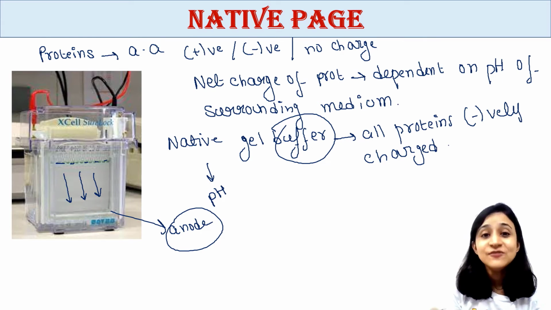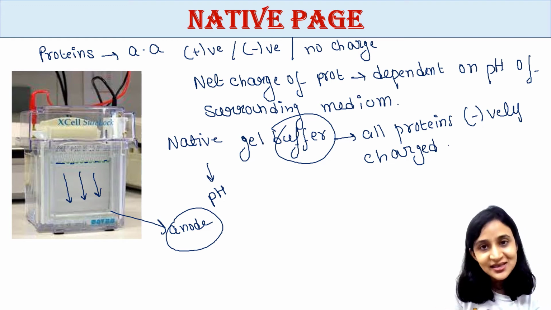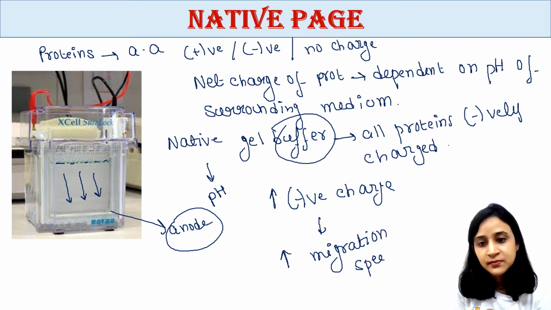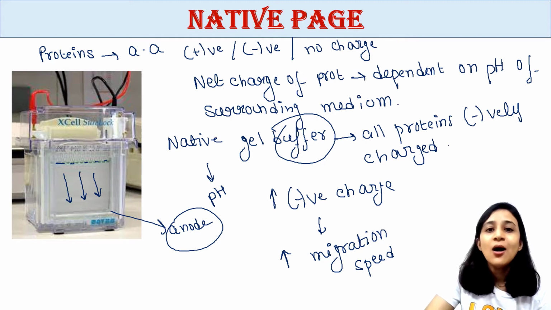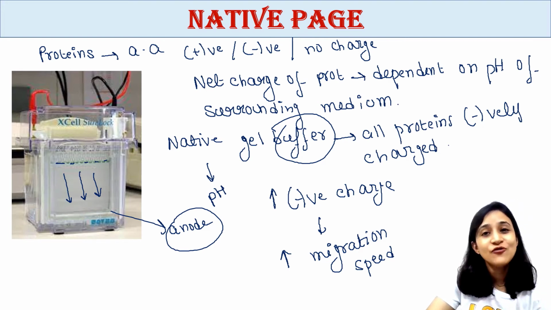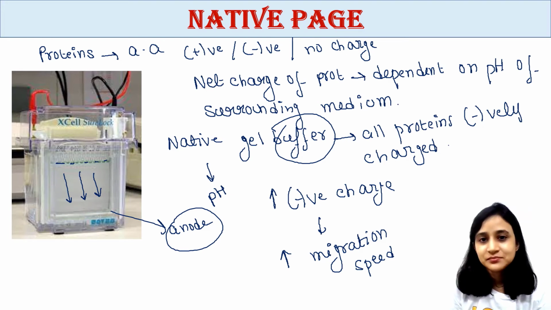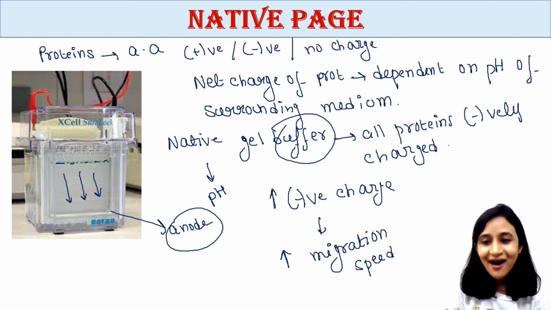Now, the higher the negative charge a protein molecule carries, the faster it will tend to migrate. Higher negative charge means higher migration speed of the protein. At the same time, the frictional force of the gel matrix regulates the movement of proteins according to their size and shape, because the gel has some frictional force that makes some hindrance.